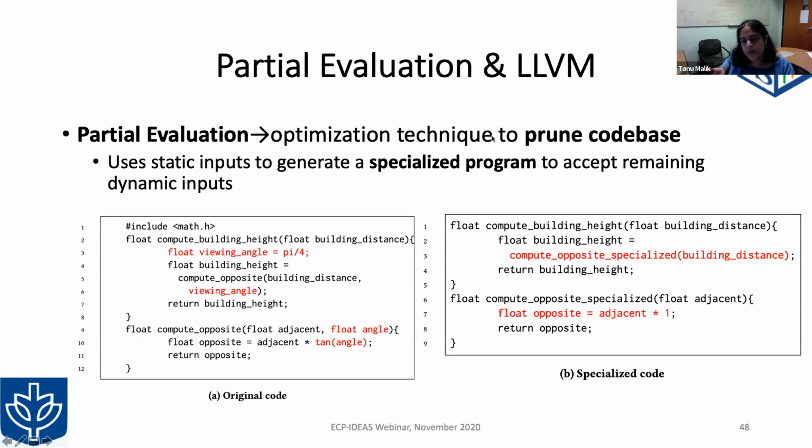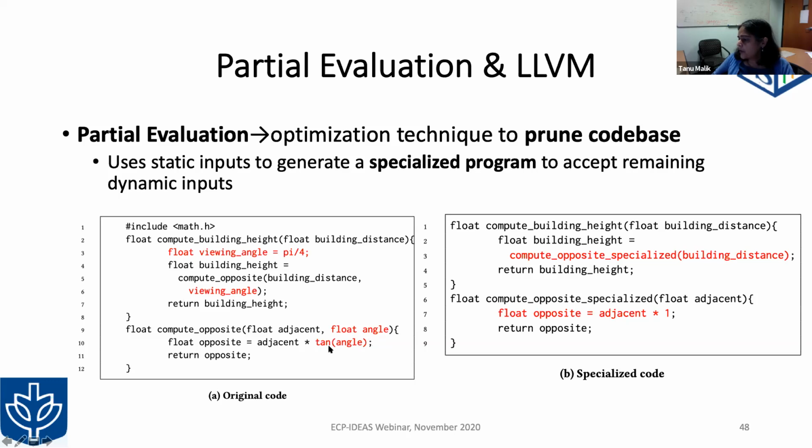So how does it do it? It uses partial evaluation, which is a compiler optimization technique to prune code bases. And partial evaluation typically uses static inputs to generate a specialized version of the program that only accepts dynamic inputs. So let's look at a very quick example over here. We had this program which is computing this function, compute opposite. And compute opposite, as we can see, is taking an input float angle, and it is computing the tan of the angle input of the function.